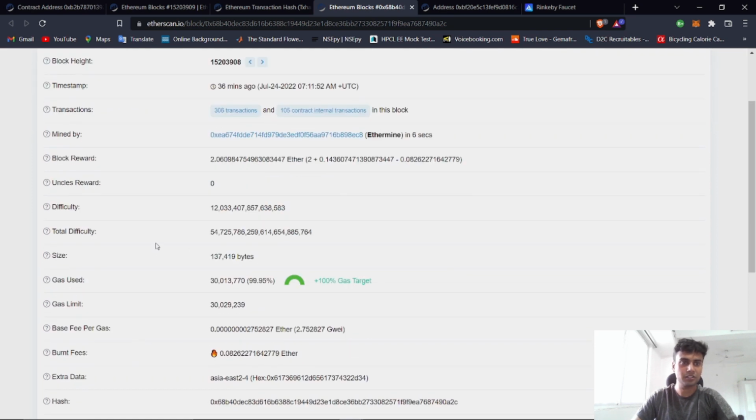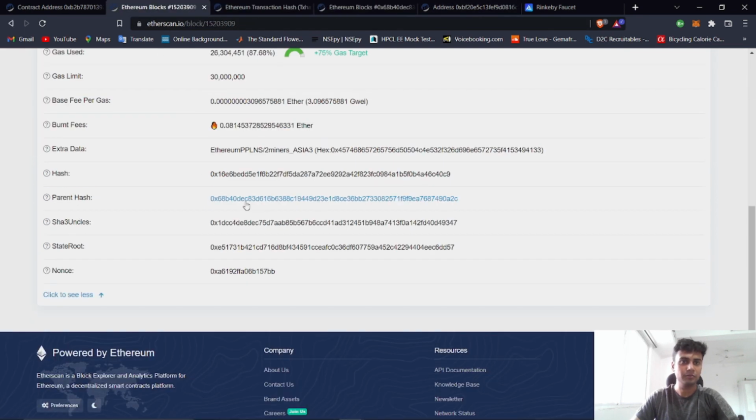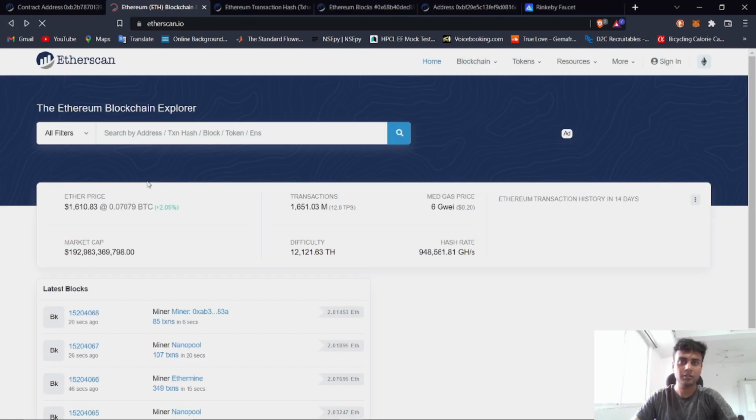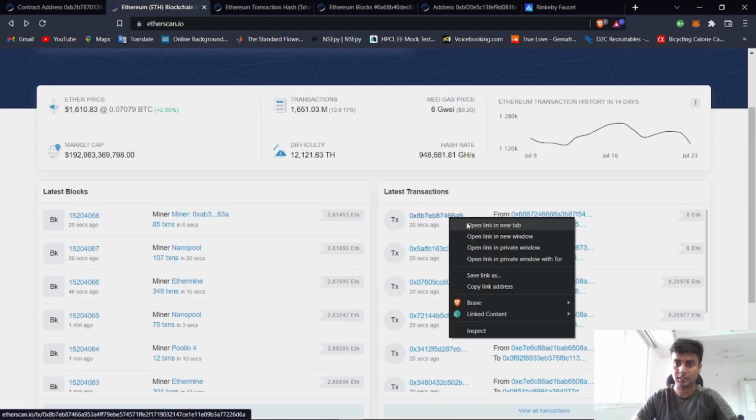Now we'll see this is mined by Ethermine in 6 seconds. That's a pretty fast computer you must have. Okay, we'll go to some contract now. We'll go to a transaction. We're looking at the blocks, so we'll look at this transaction now.